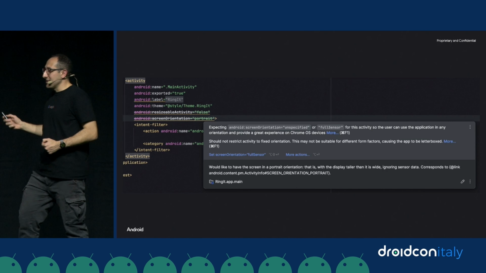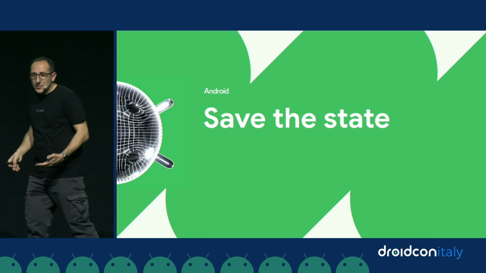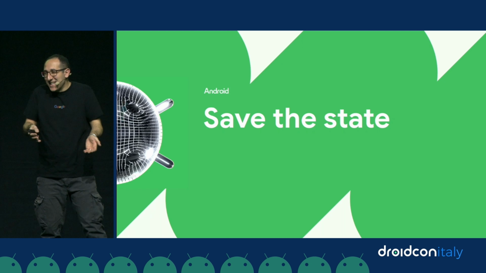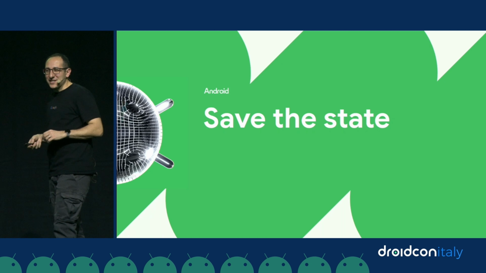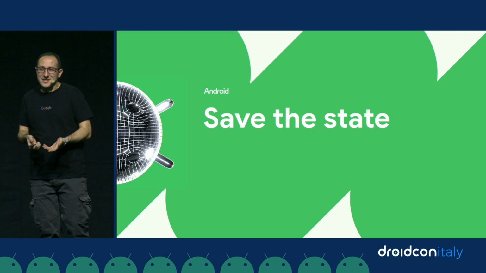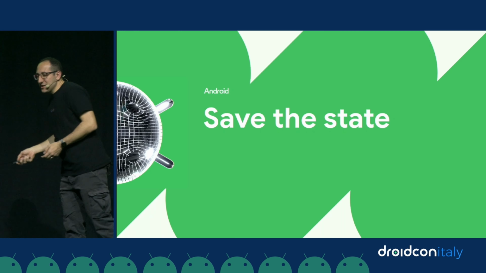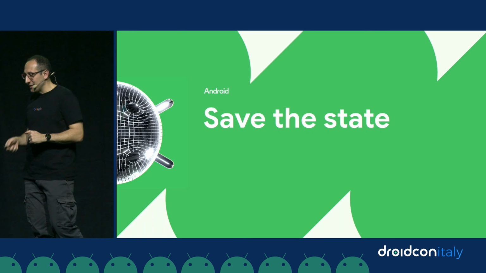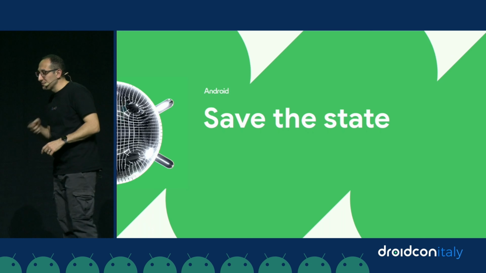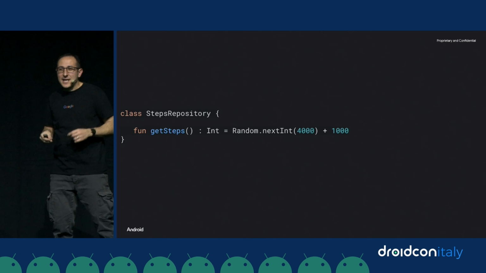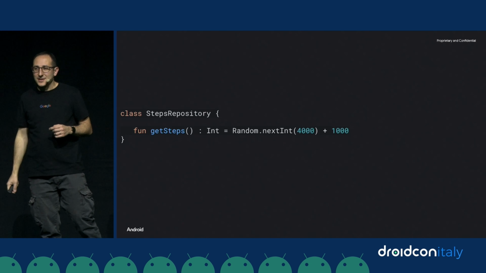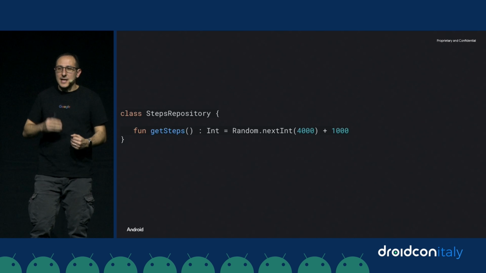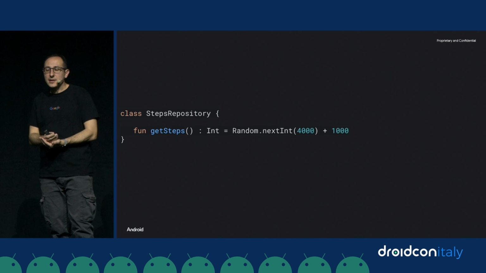Okay, next, save the state. Because what happened so far, at least in our app, is that, of course, we were not retaining the state. So as soon as you remove the orientation lock, a new random value was generated, right? So how do we make sure that this doesn't happen anymore? Let's see how the repository is implemented for what concerns the step counter. So here you see that it actually gets the actual steps that you made during the day. Okay, right, because we all do that. How do we make sure that this is actually not called every time the activity is recreated?